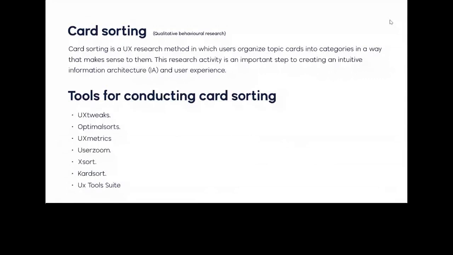The goal of the user research is to do it the right way for the user, build the products for the user. Very effective for information architecture. So some of the tools for conducting card sorting: UX tweaks, optimal sort, UX. All of these tools are for doing card sorting remotely, onboarding users and doing it remotely. They will help with that.